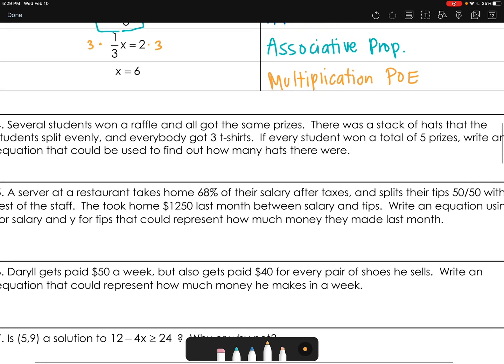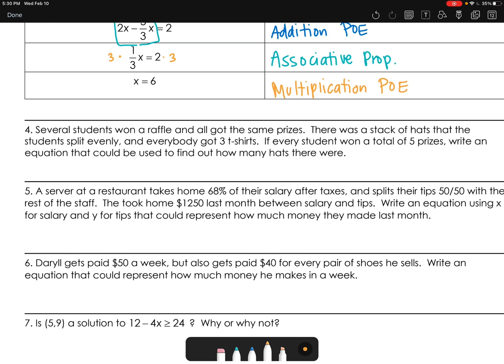Okay, now we got some word problems, okay? So I will work through the majority of these. I might leave a few of these for you to do on your own, but we will do 4, 5, and 6 right here. So I'm going to highlight as I talk, okay?